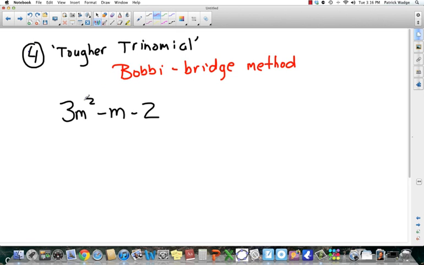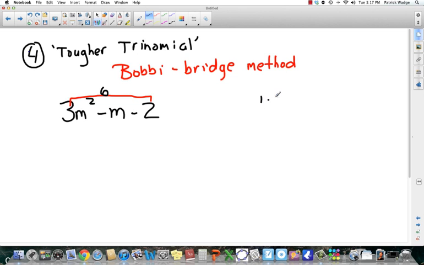So the reason it's called Bobby Bridge is because Bobby builds a bridge here from the 3 to the 2, and when she multiplies those together, she gets 6. Or if you're good with your positives and negatives, you can think of -6. So now what we're looking for is two numbers that multiply to 6. So what could that be?